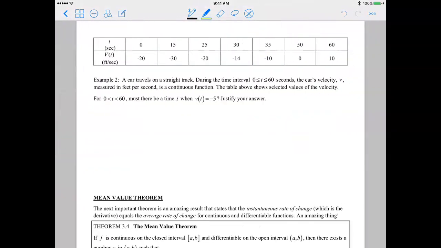Okay, so example 2, again, just using the intermediate value theorem. It says a car travels on a straight track. During the time interval from 0 to 60, the car's velocity is a continuous function. So I want to make sure that I recognize I am dealing with a continuous function, and that means that the IVT applies. For 0 less than t less than 60, must there be a time?